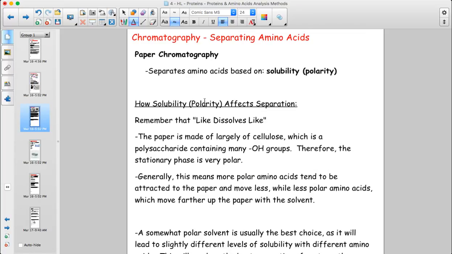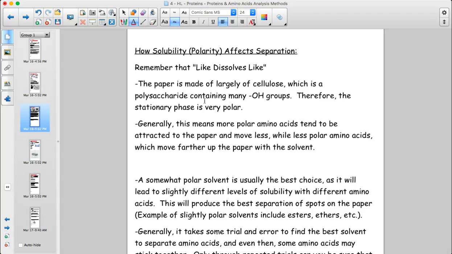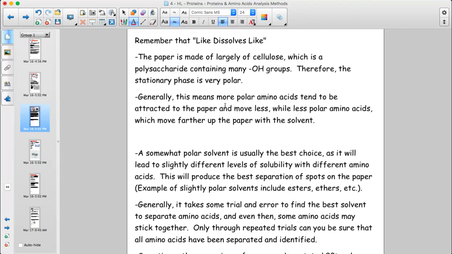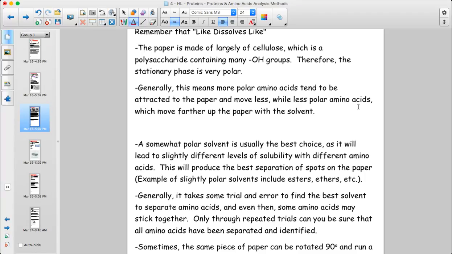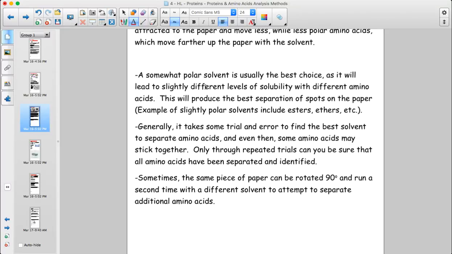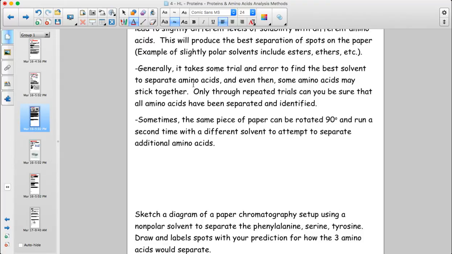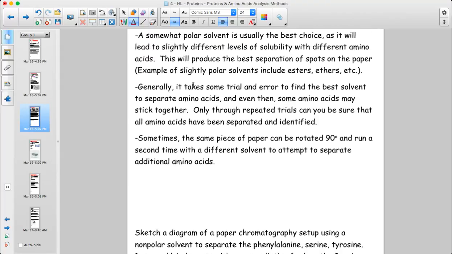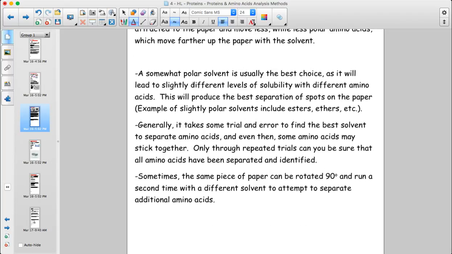So again, it separates things based on polarity. Things to consider is that the paper tends to be fairly polar because of those OH groups in the cellulose. And so that generally means that the more polar amino acids tend to be attracted to the paper, and therefore they don't move as much, while less polar amino acids are generally going to attract more to the solvent, and so they're going to move farther up the paper. Usually you're going to have a solvent that's somewhere in between and that tries to separate those amino acids out by subtle differences in their polarity.